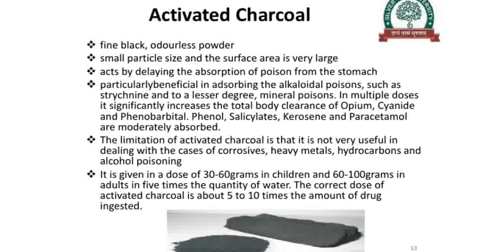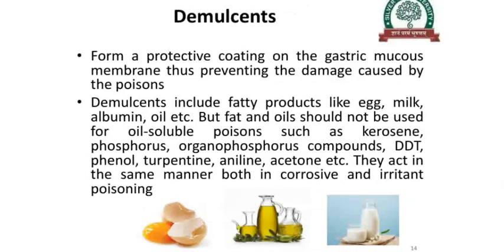So the correct dose of activated charcoal is about 5 to 10 times the amount of drug that is ingested, because we need 5 to 10 times of the activated charcoal to absorb the entire drug on the surface. So if a person has consumed say 1 gram of the poison, then a minimum of 5 to 10 grams of activated charcoal may be given to act as antidote and to absorb or minimize the poisonous effect of the substance. The second physical antidote is demulcent.